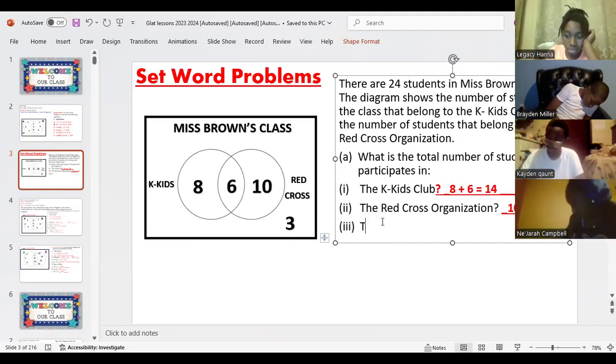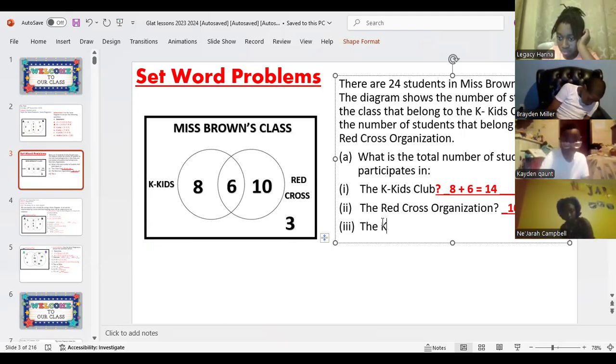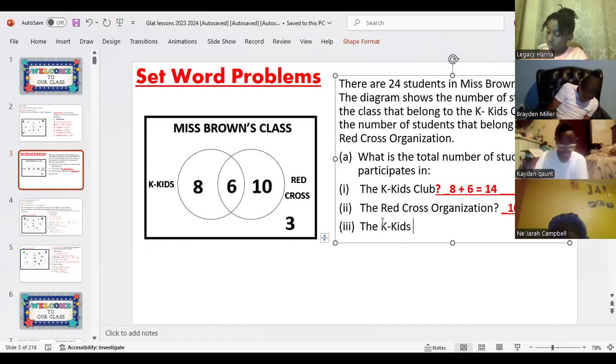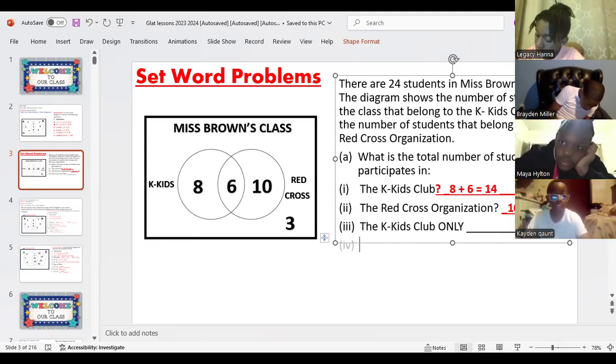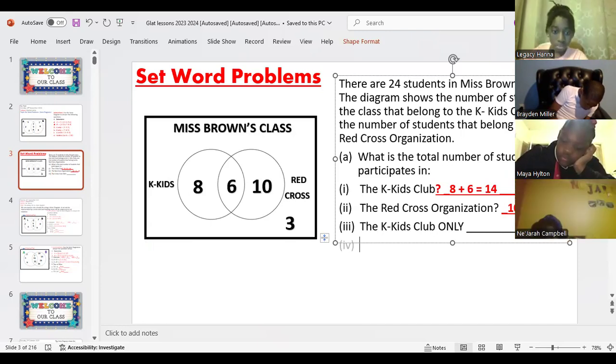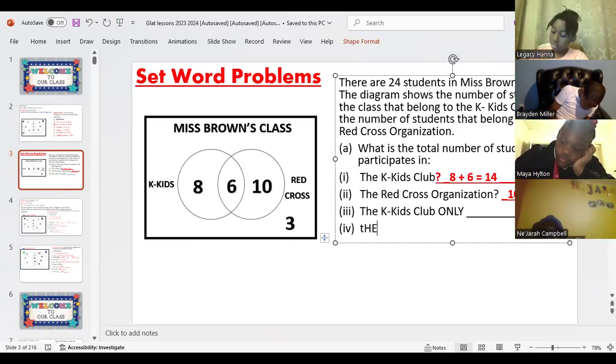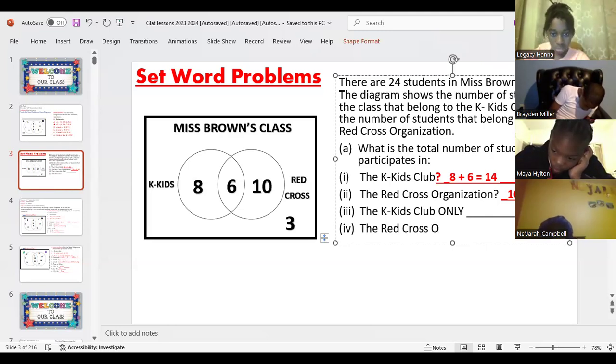All right, next I want the total number of students that are in K Kids Club only. K Kids Club only. What the answer is gonna be for that one? And then I want the Red Cross organization only.